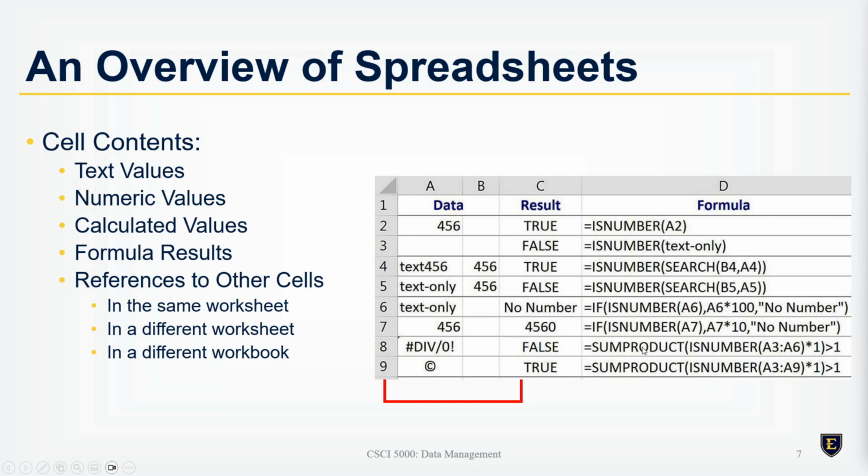This is a formula called SUMPRODUCT. If A3 through A6, A3 through A6 is a number times 1 is greater than 1, so that returns false. So anyway, we can get into these a little more later, but this is just to show you that we can use formulas and functions to help us out with Excel quite a bit.